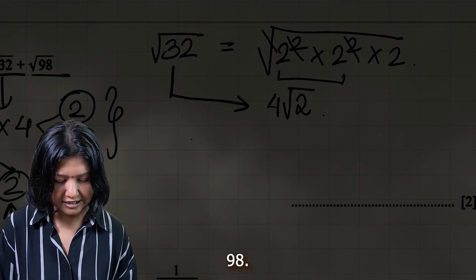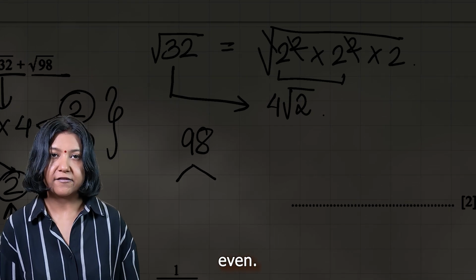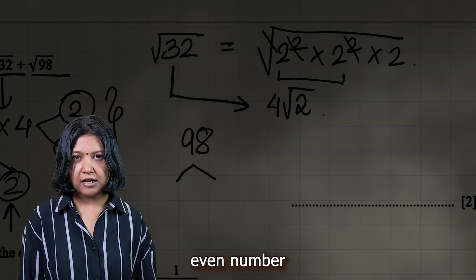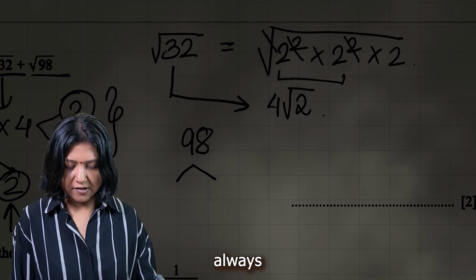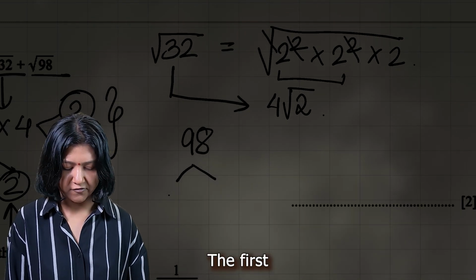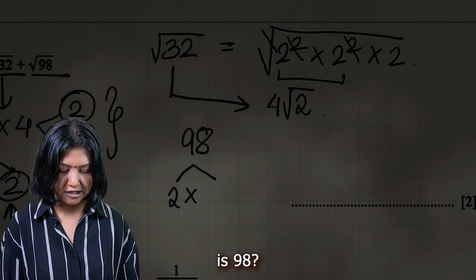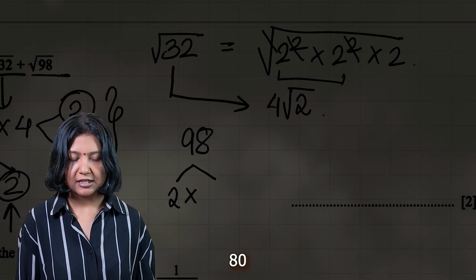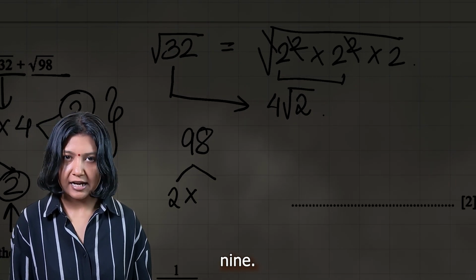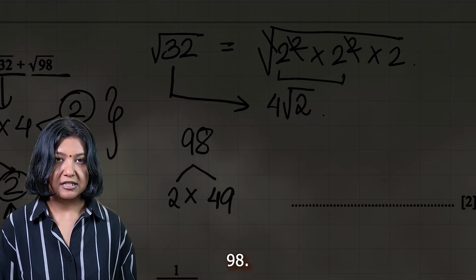Similarly, let's try for 98. If I prime factorize 98, I know 98 is even. As soon as you see an even number and you don't know which table it appears in, always start with a prime number. The first number you can start with is always 2. 2 times how much is 98? 2 times 40 would be 80, and another 18 means 9. So 2 times 49 gives me 98.